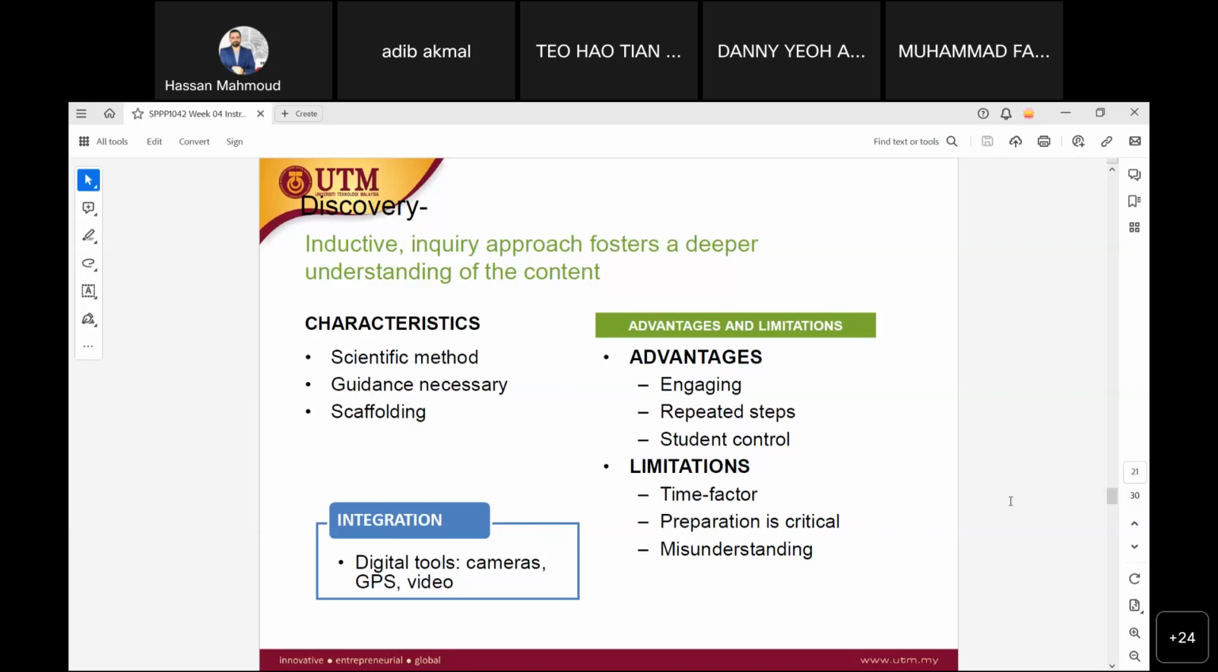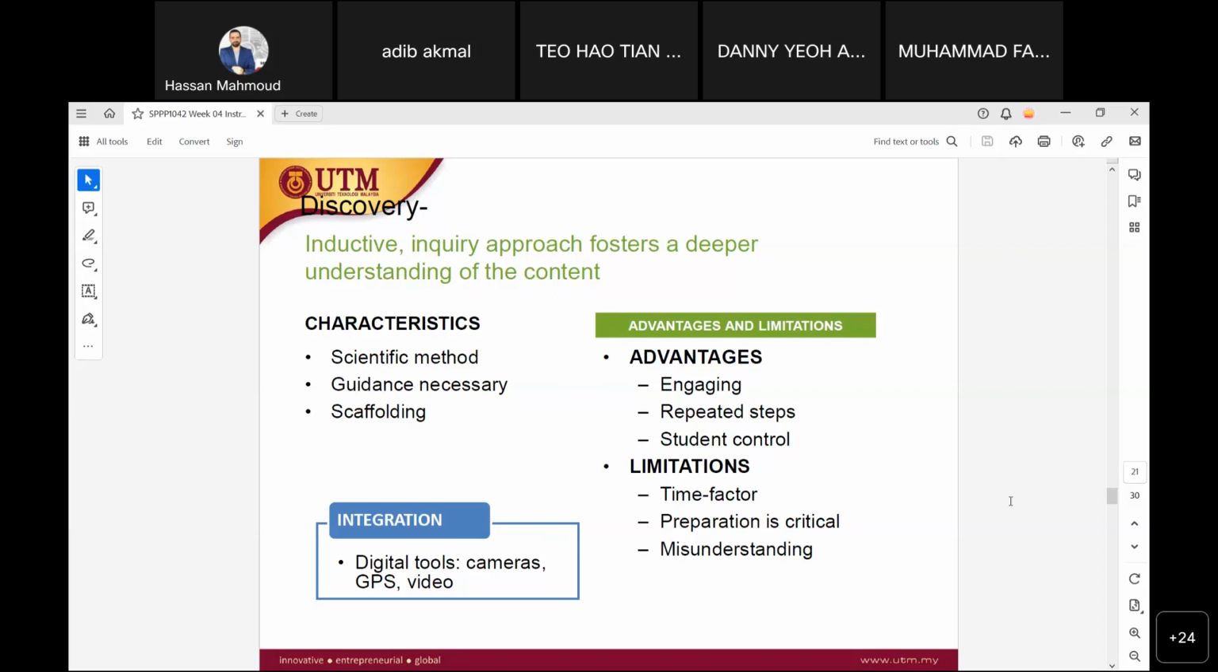So it's all about letting the students explore the topic before you even start with your class. Okay, so you give them the opportunity to explore the concept, the topic, the content, all right? And then you start correcting their understanding, okay? So it's a scientific method, guidance necessary, right? So you let them explore first, and then you clarify this information that they have searched for, right?